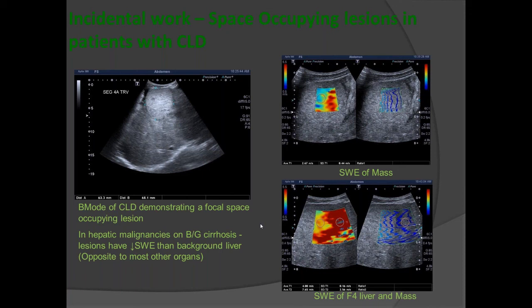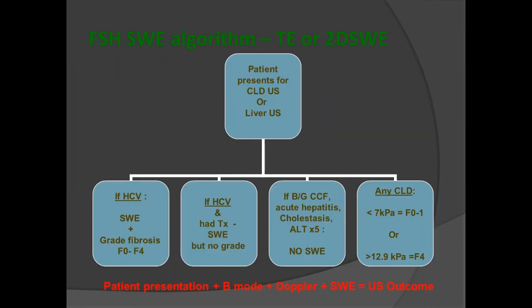If they've got any of these backgrounds, so chronic cardiac failure, hepatitis, cholestasis, or a raised transaminase flare, we don't use shear wave.